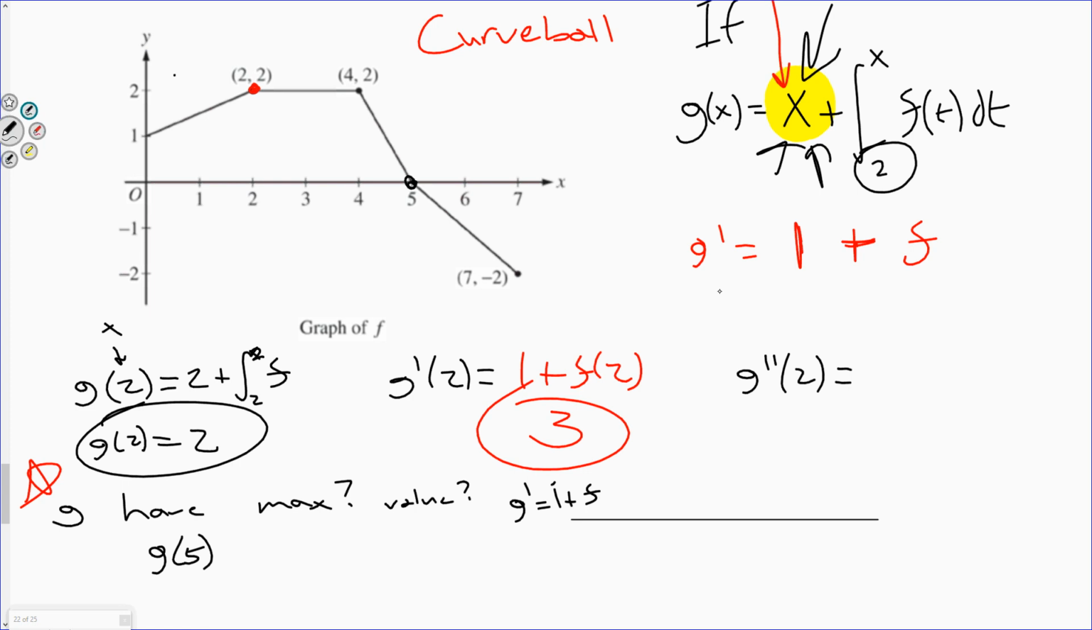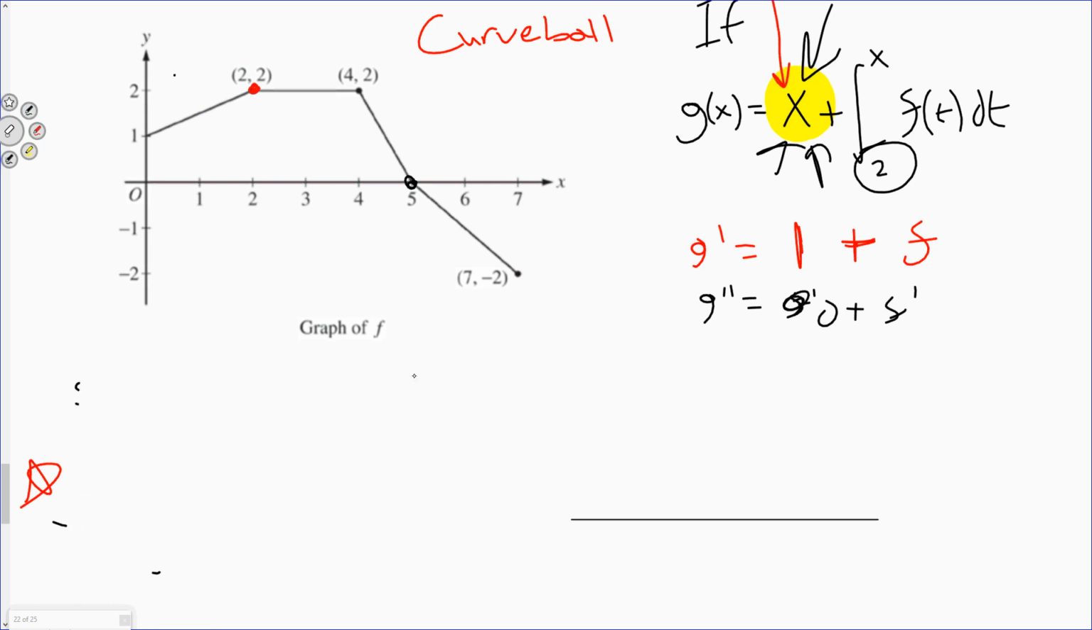Now, what's nice and what saves a lot of students is that when you take the derivative of 1, it's just going to be 0. So you just get f prime and g double prime of 2. It's actually undefined because there's a sharp point, but whatever. Let's get to the real question of where do we have a max?